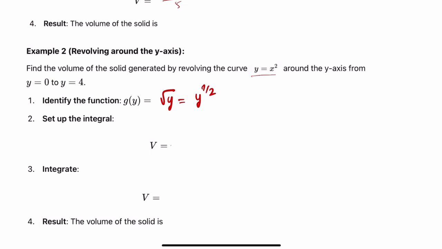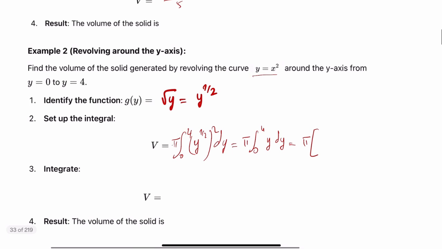We are revolving from 0 to 4, so my integral will be pi times the integral from 0 to 4 of y to the power of half squared dy, which is equal to pi times the integral from 0 to 4 of y dy, which is pi times y squared divided by 2 from 0 to 4.